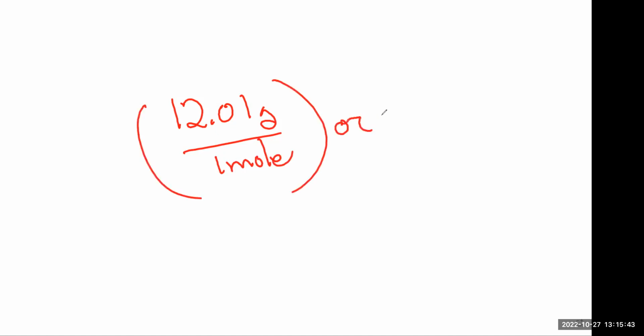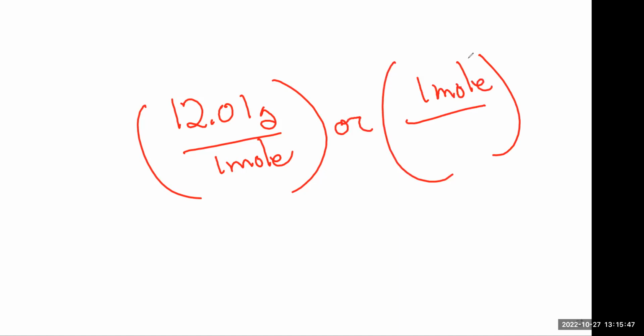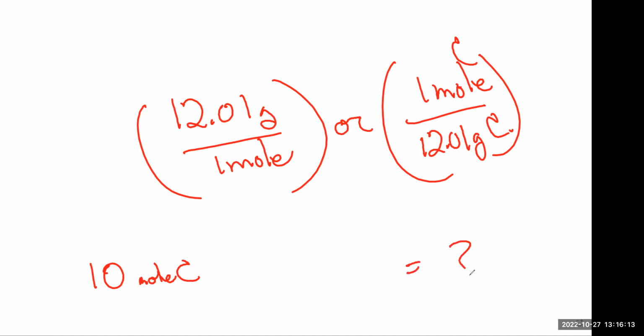So I can write it either like that, or I can write it with 1 mole of carbon is equal to 12.01 grams of carbon. Okay. And so if I'm asked the question, if I have 10 moles of carbon, well, what does that correspond to with respect to grams of carbon?